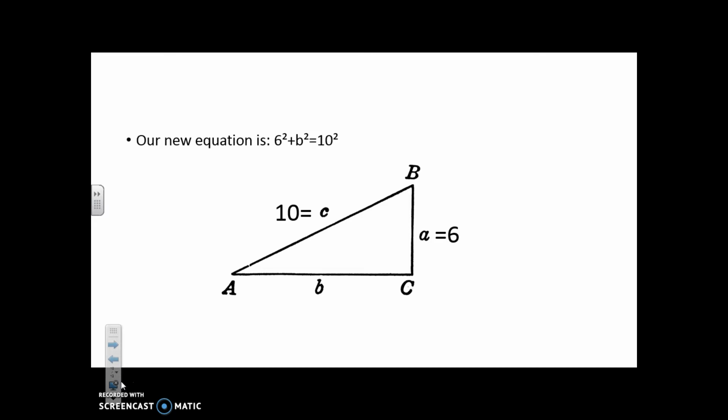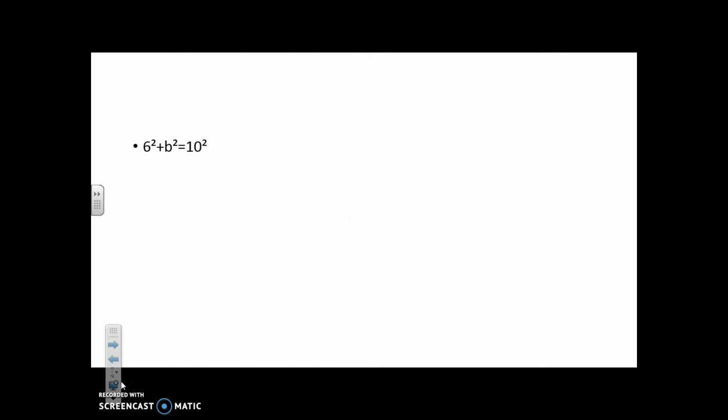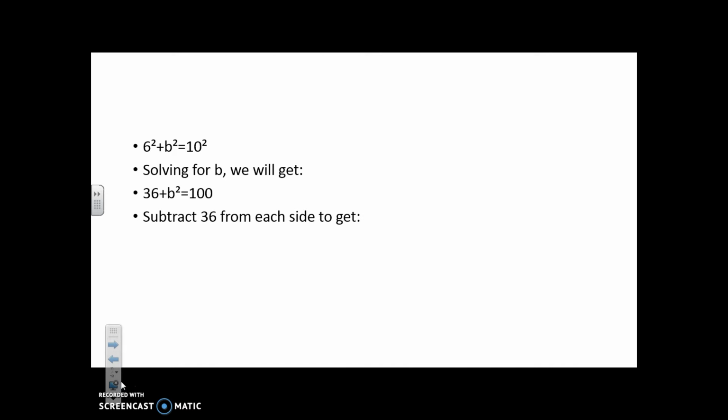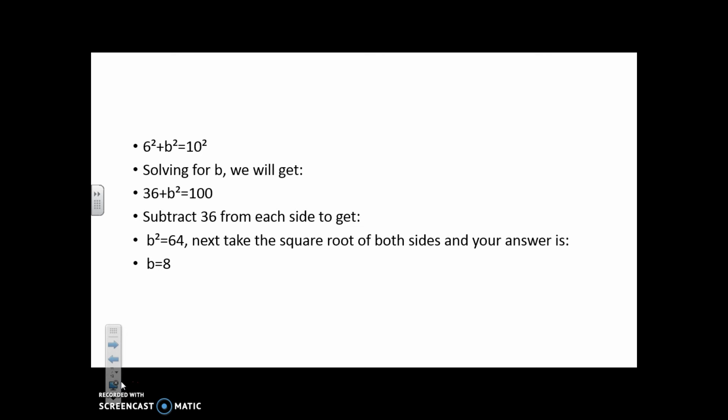Your new equation will become 6 squared plus b squared equals 10 squared. To solve that, you square the 6 and get 36, and you square the 10 and get 100. That leaves you 36 plus b squared equals 100. You subtract 36 from each side. Again, whatever you do to one side, you have to do to the other. Subtracting 36 from both sides leaves you with b squared on the left and 64 on the right. If you again take the square root of both sides, your answer will be that b equals 8.